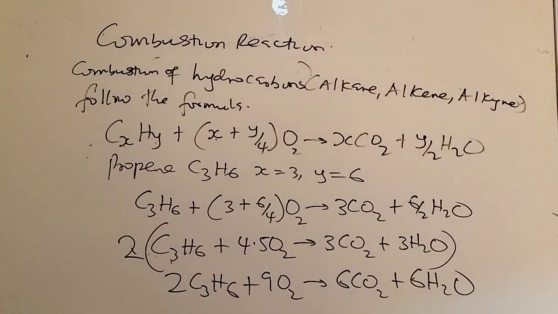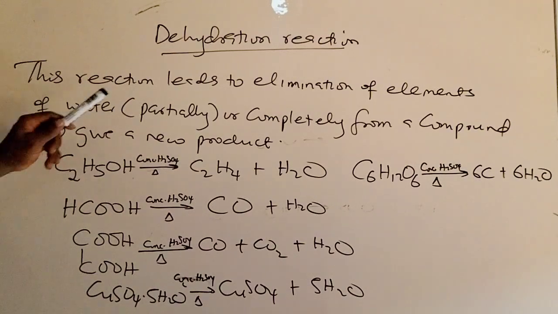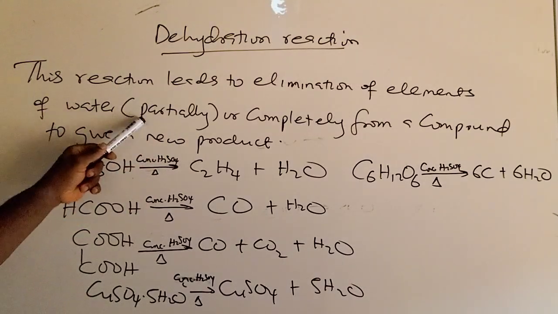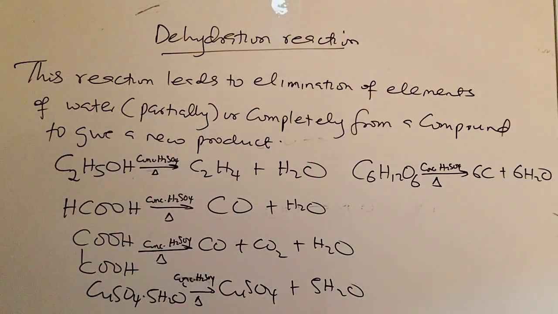We'll go to the next reaction called dehydration reaction. We say this reaction leads to the elimination of elements of water, either partially or completely, from a compound to give a new compound. Elimination of elements of water means removing hydrogen and oxygen from a compound to give you a new compound. Now, this reaction is very common in organic chemistry.